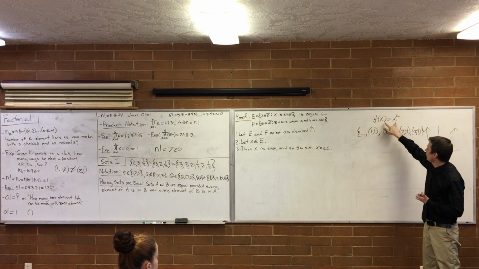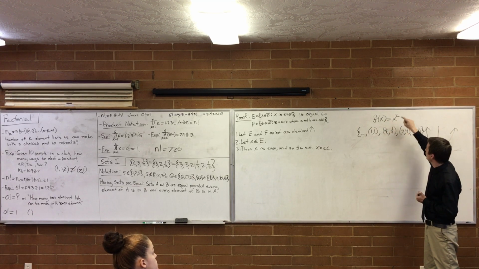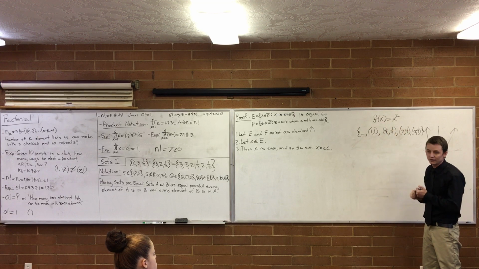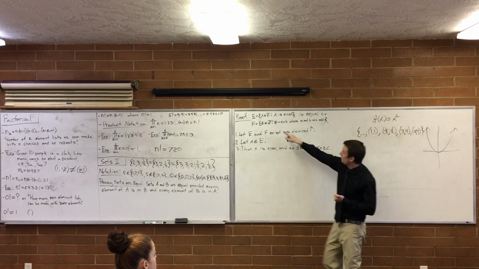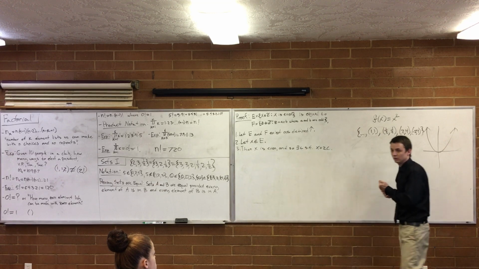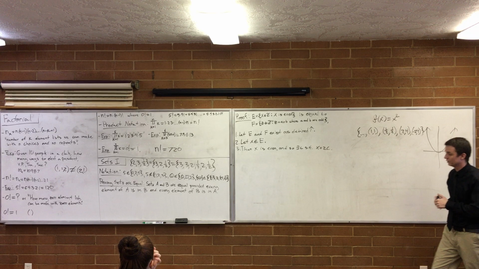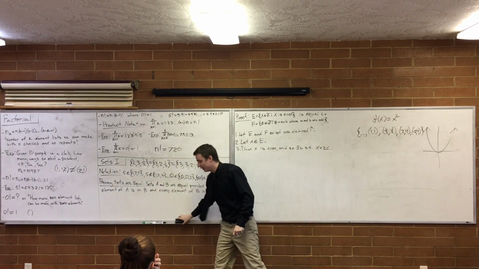So x is playing a dummy variable here, right? They're saying pick any real number and square it, and that's what the right-hand side is. This is saying pick any integer, and if it's even, then it's in the set. Kind of similar. I don't know if you see it. Does that not help at all?